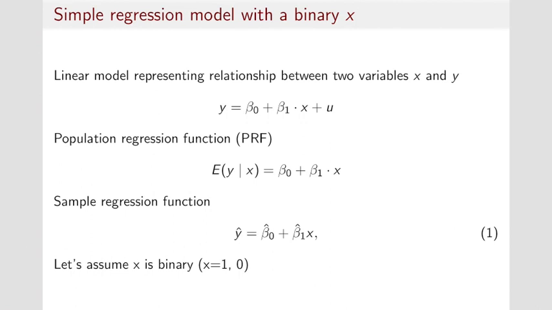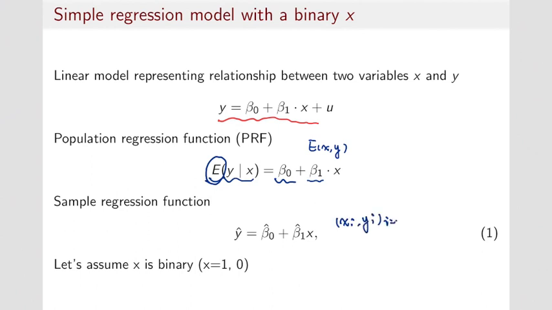Recall that the simple regression model says that the two variables x and y follow this relationship. The population regression function is that the expectation of y conditional on x is equal to beta 0 plus beta 1 times the independent variable x. Notice that we can take the expectation because of the random sampling assumption. So the expectation is taking on the random sample x and y. Beta 0 and beta 1 in the population regression function are fixed parameters.